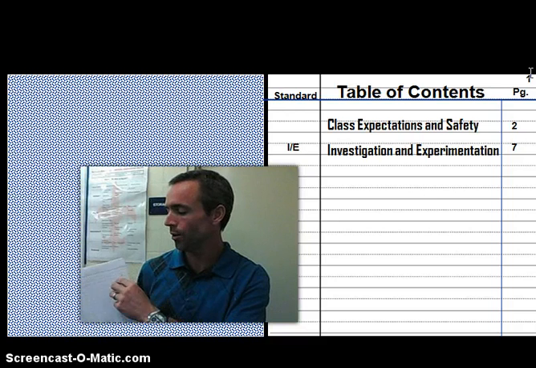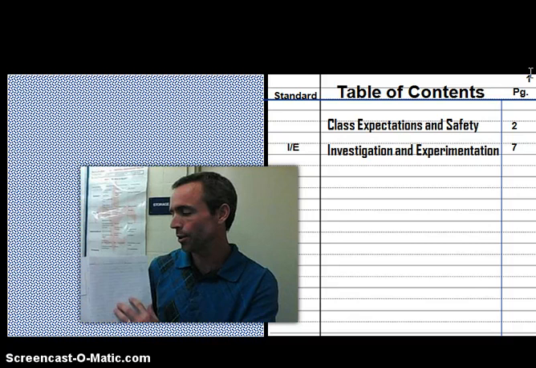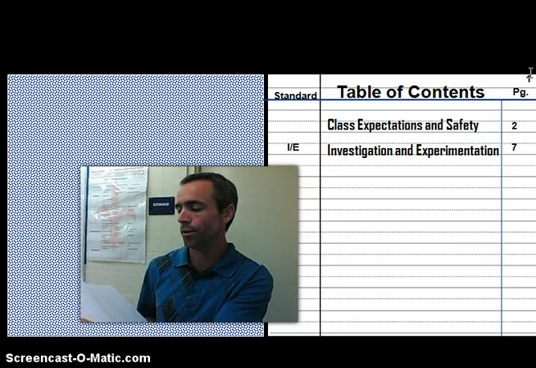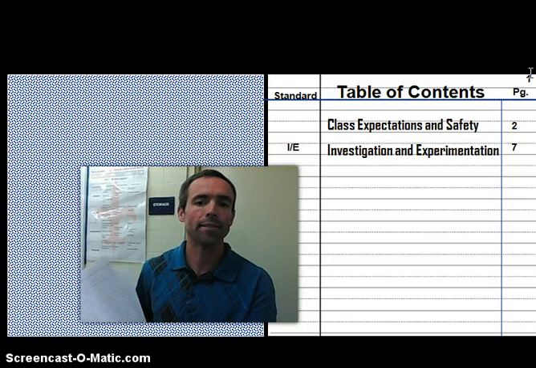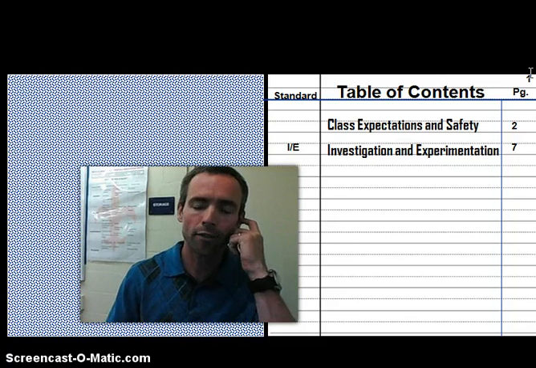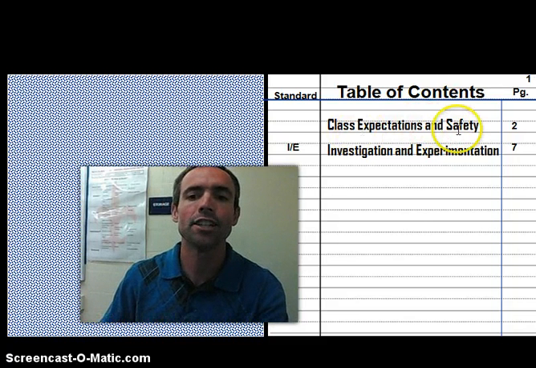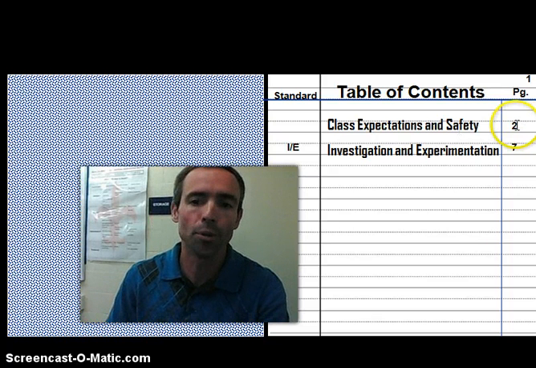We only use the right side of the notebook in terms of writing notes. The left side we'll do something special on. So in terms of page numbers, upper right hand corner for that. Our first thing we talked about over the last couple days, class expectations and safety. Those are our first 2 days together. That starts on page 2. We'll come back to those in a second.